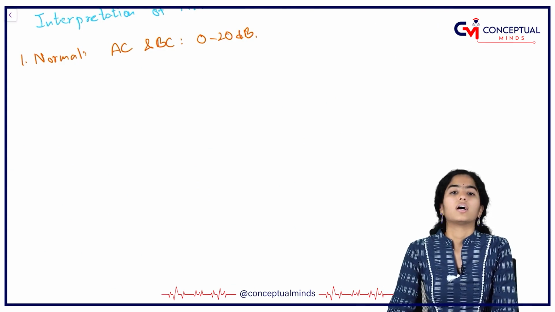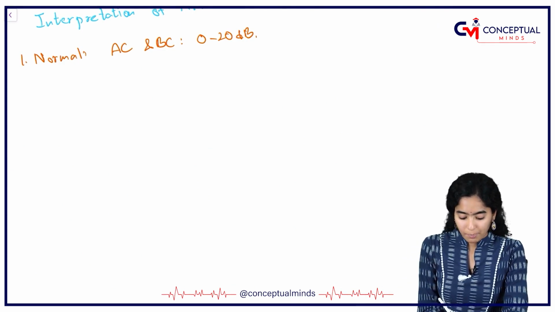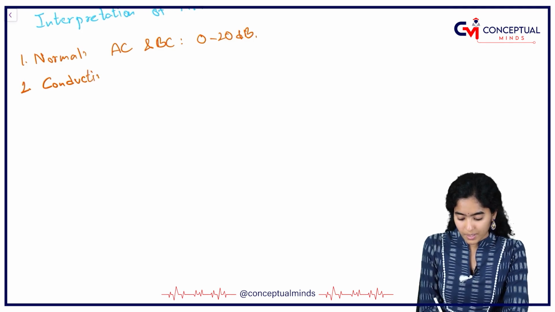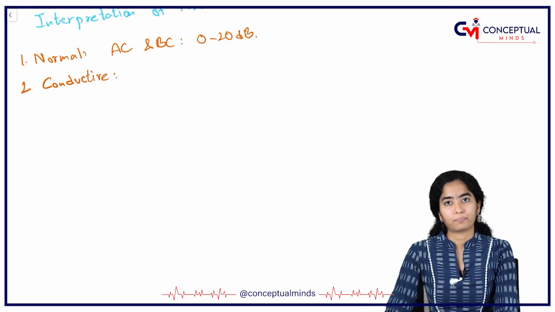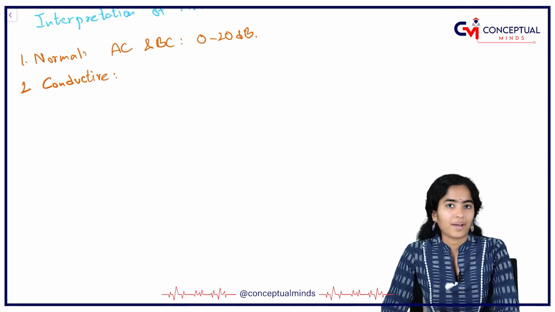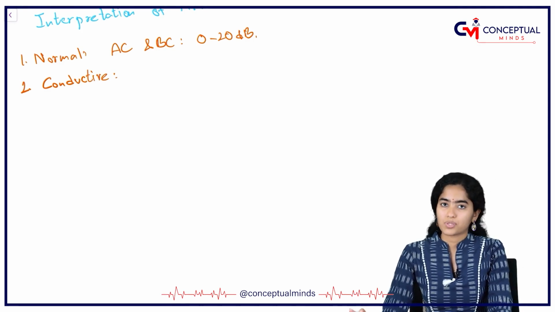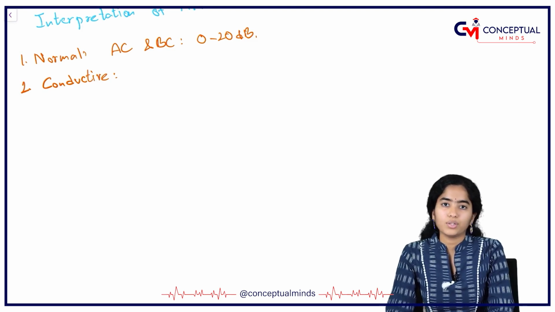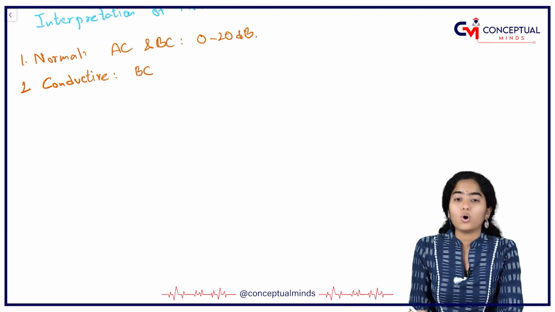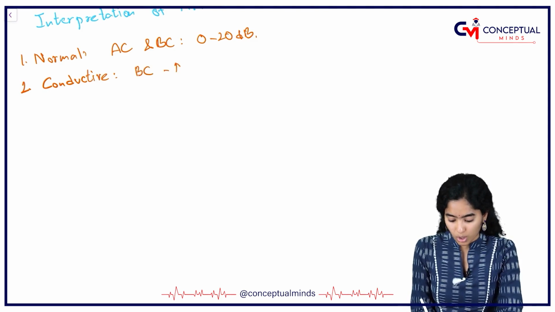Then next, in a patient with conductive hearing loss, what is the picture that we see on the audiogram? In conductive hearing loss, there is some problem with the conductive apparatus. Bone conduction is absolutely normal. The cochlea and the sensorineural component are normal. So, in conductive hearing loss, the bone conduction graph is normal.